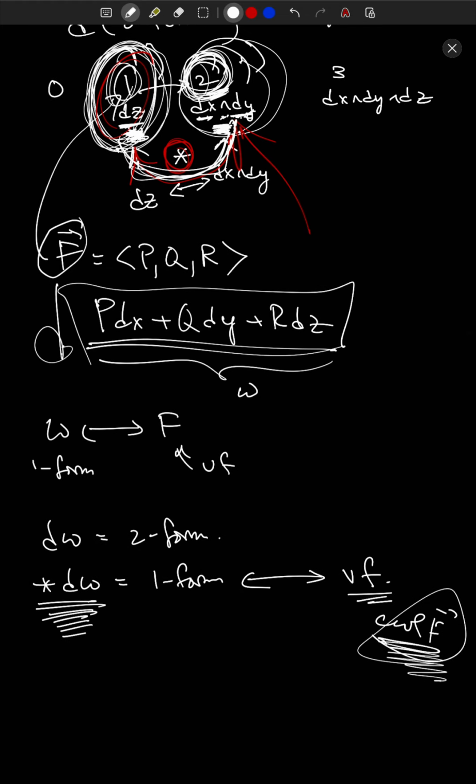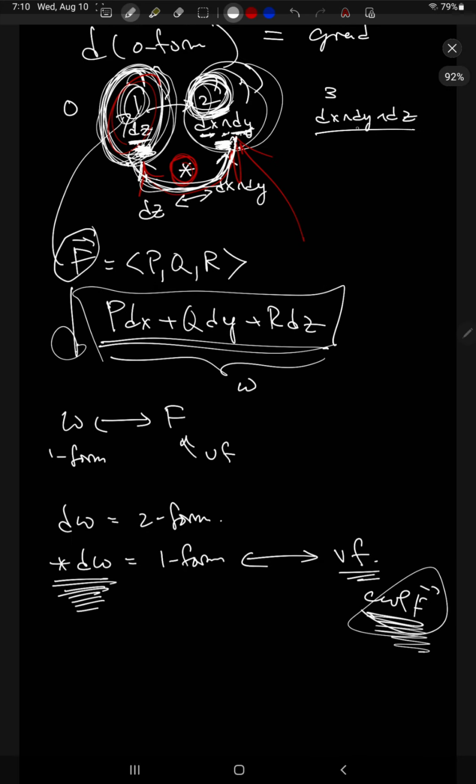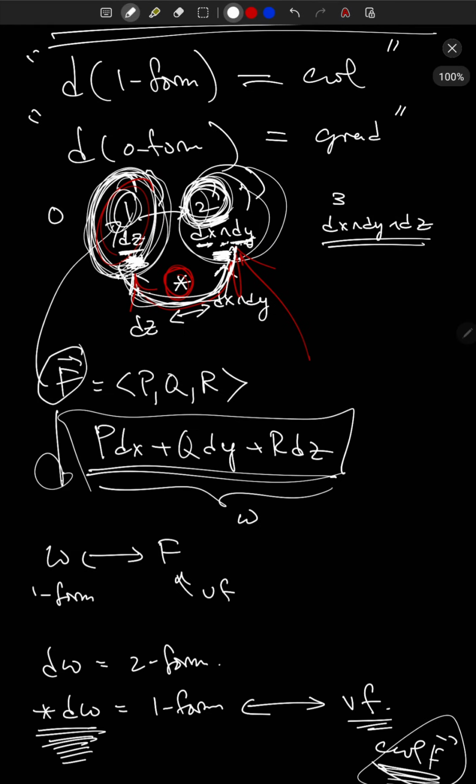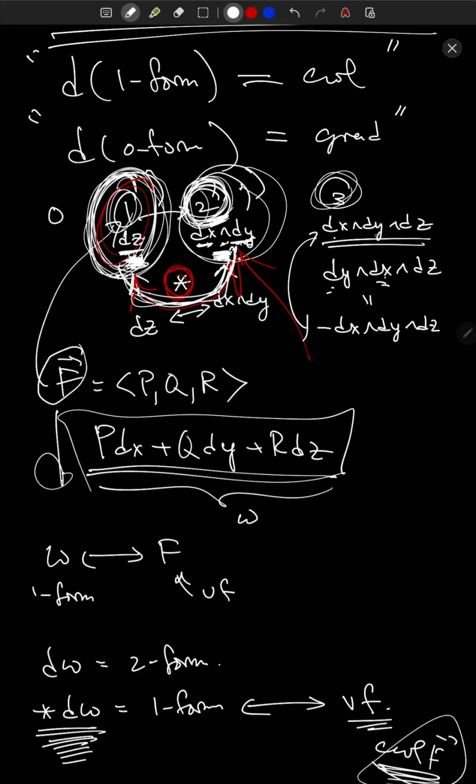Now, what are 3 forms? There's only one 3 form, because all other combinations, like dy wedge dx wedge dz, you can swap the orders and pop out minus signs. Here I can swap these 2 guys, so this is equal to minus dx wedge dy wedge dz, which is the negative of that. So if you think about it, there's only one 3 form: dx wedge dy wedge dz. All the other combinations are plus or minus of this guy here.